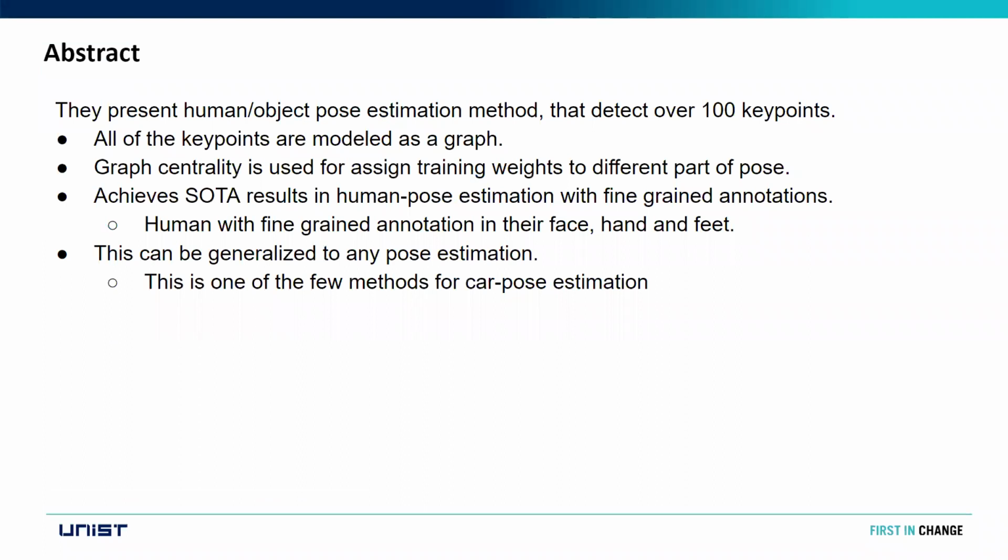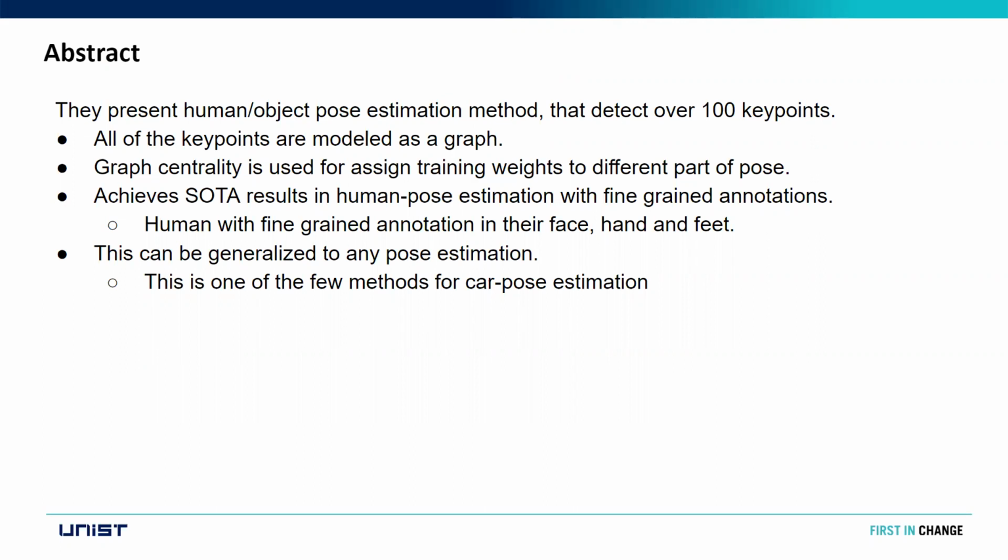So in this paper, they present a human and object pose estimation method that works on pose estimation with both key points and fine-grained key points. What they do is model the key points as a graph, and then use graph centrality to assign training weight to different parts of the pose. With this trick, they achieve state of the art on human pose estimation with fine-grained annotations. I'll talk about all of them later.